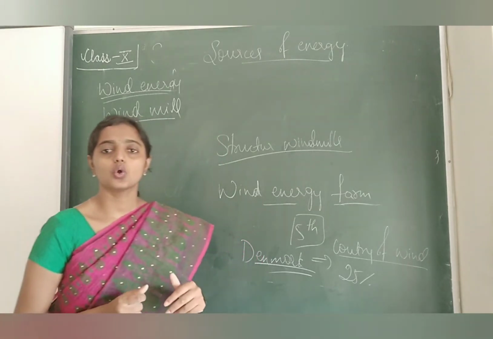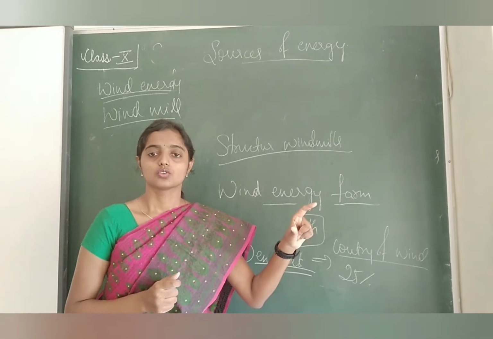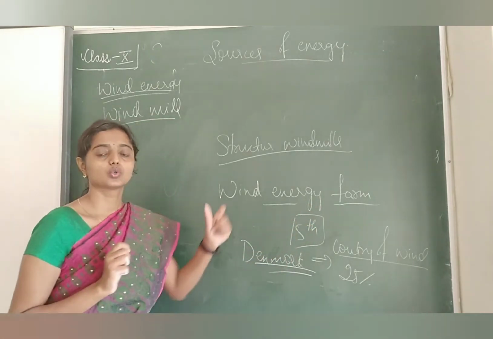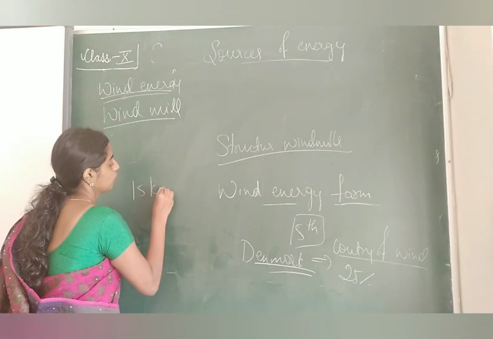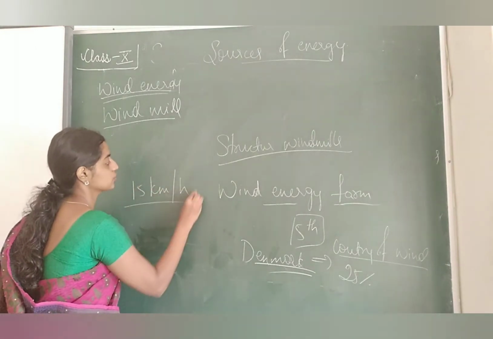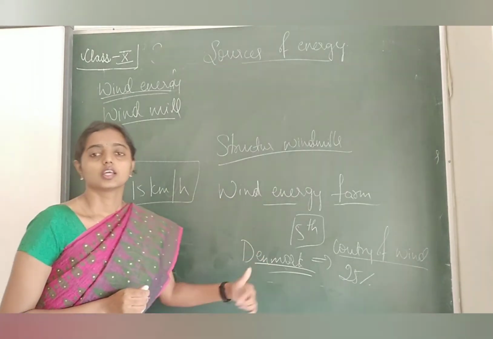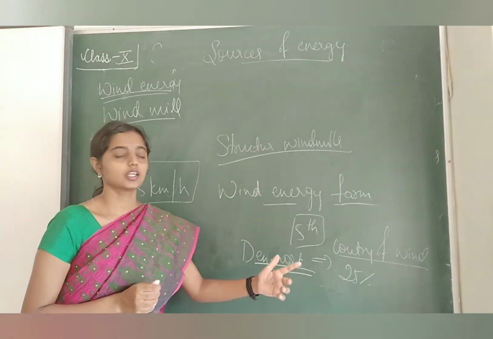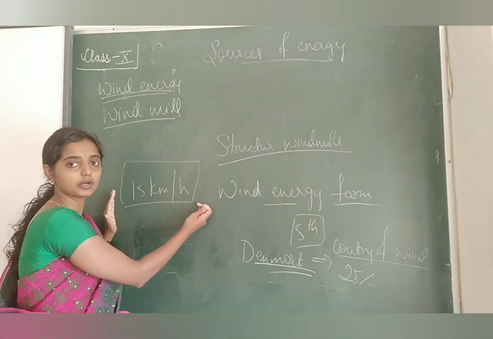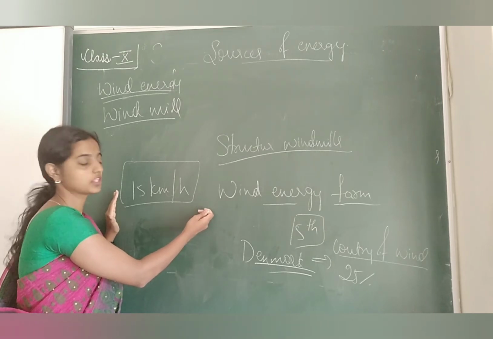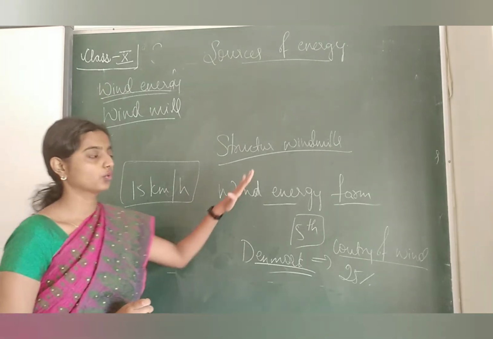And as I told, the blades will rotate only when the wind comes. So the minimum speed to rotate those blades is 15 km per hour. So the wind should flow at 15 km per hour. Then only the huge blades in that windmill will rotate. So this is also important. Remember, the minimum wind speed should be 15 km per hour. So these are some important points about windmills.